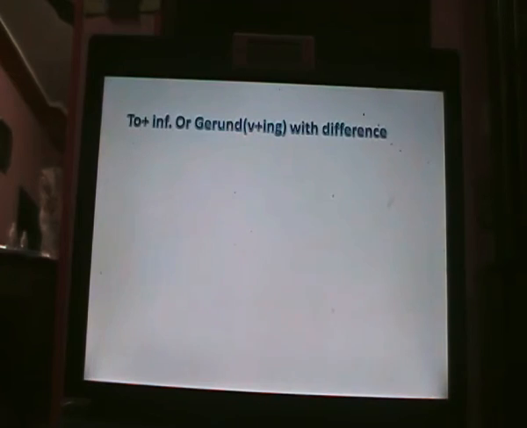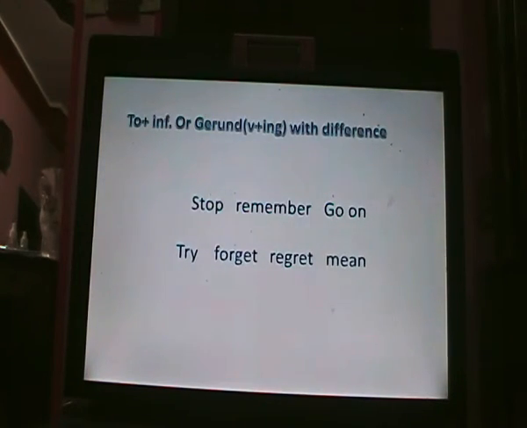To plus infinitive or gerund with a difference: stop, remember, go on, try, forget, regret, and mean. All these verbs can take to plus infinitive, and can take gerund, verb plus ing, but there is a difference between them.